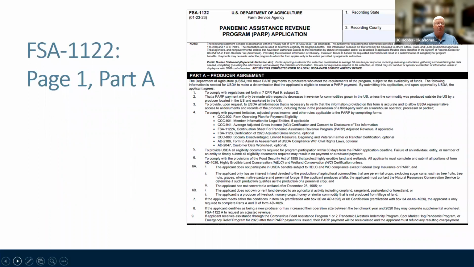So here's the Form 1122. I broke this apart a little bit so we can get it on the screen, but here's Part A.